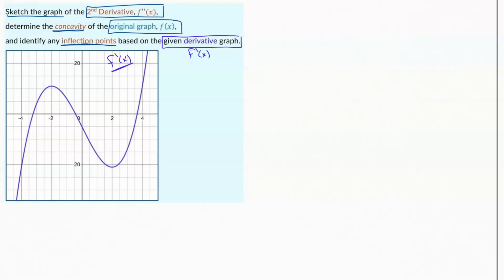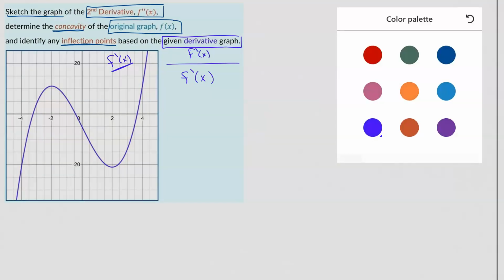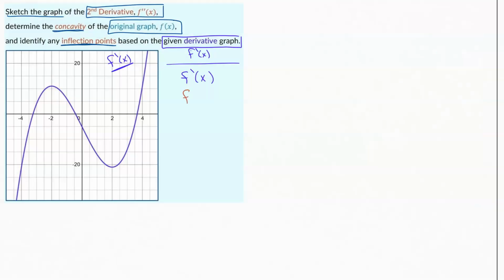So we say to ourselves, well, how am I going to find the concavity? Well, concavity is a second derivative game. And so just remind yourself that if you are at the first derivative, to find the second derivative, you just need to take the derivative, right? So if I take the derivative of f prime of x, I get out f double prime of x.